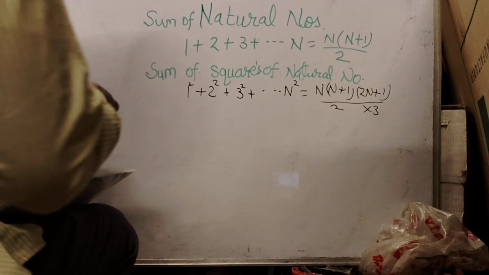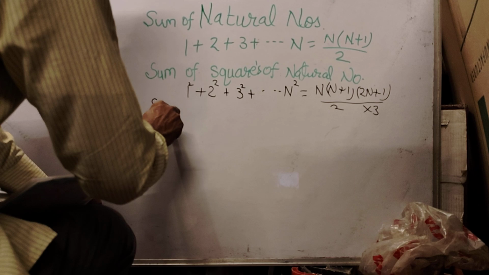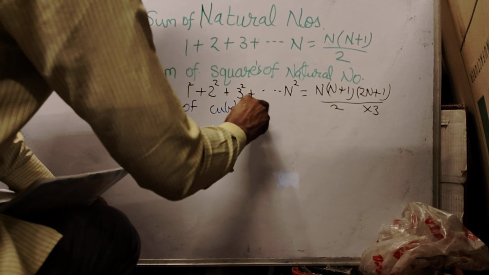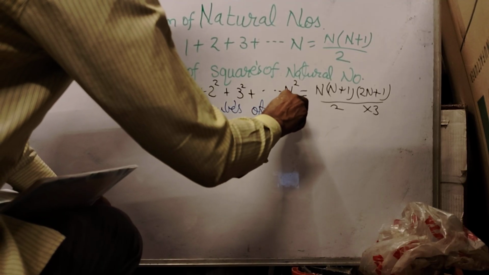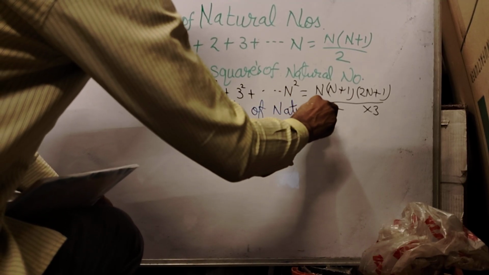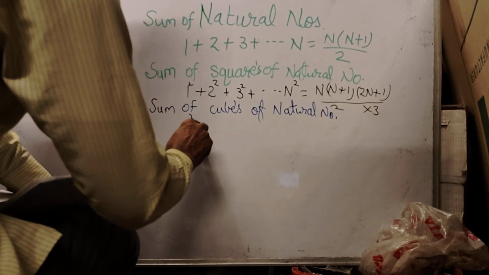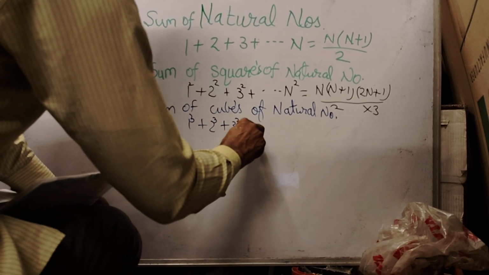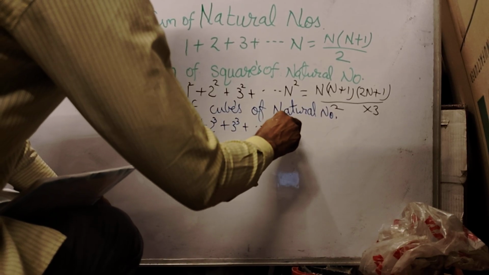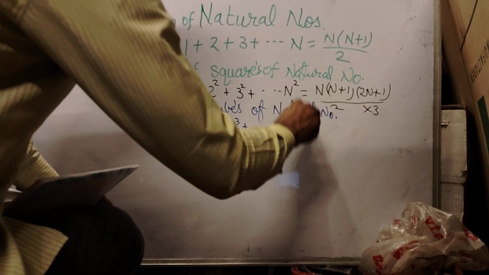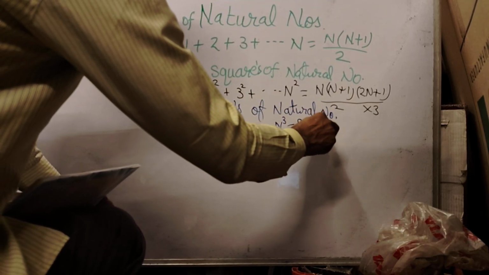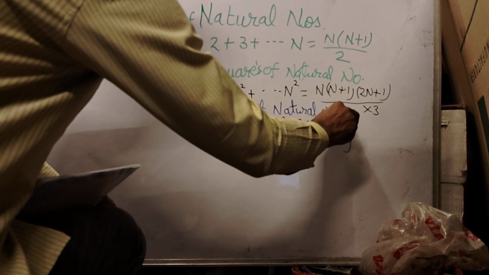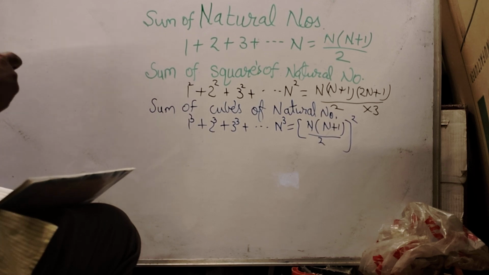Now sum of cubes of natural numbers. So cubes means 1 times 1 times 1 plus 2 times 2 times 2 plus 3 times 3 times 3. So n cube. Its formula is similar to the first formula, but squaring of that formula. This is the cube's formula.